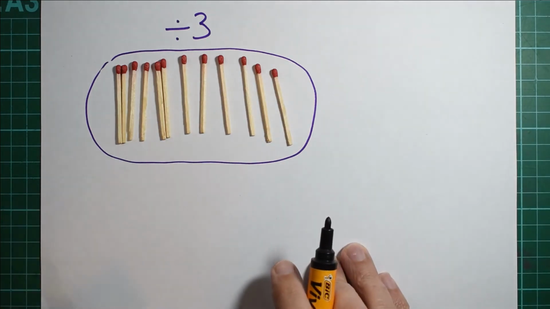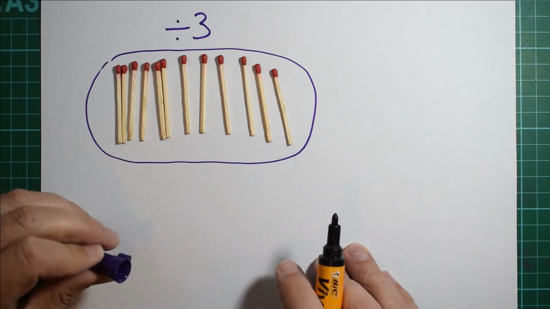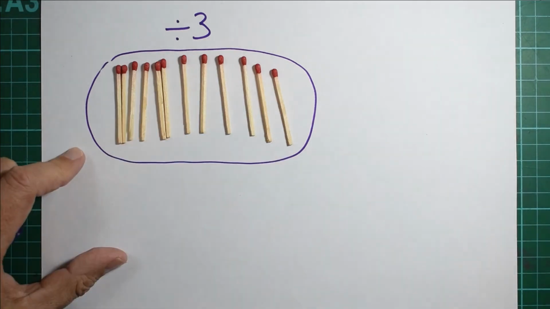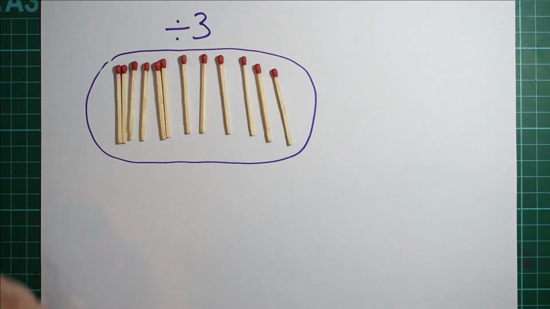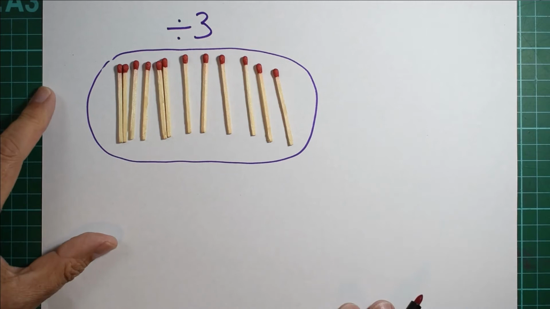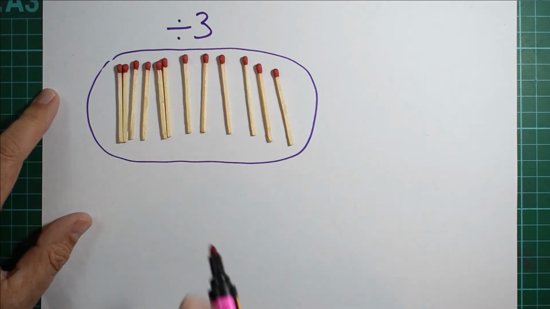Now, what am I going to do to make sure that my 3 groups, divided by 3, have the same amount? Now, this is where something called equal sharing comes in, and you've probably done this in class before. You might not have called it divided by, but it's the same process, and this is what we are going to have a go at today.